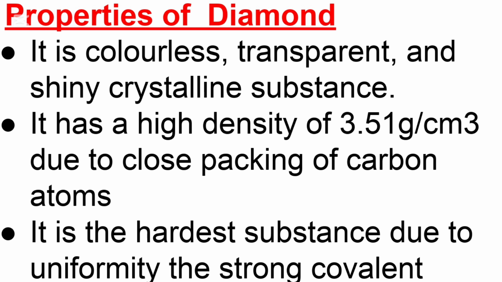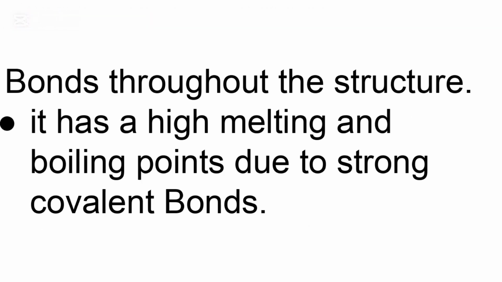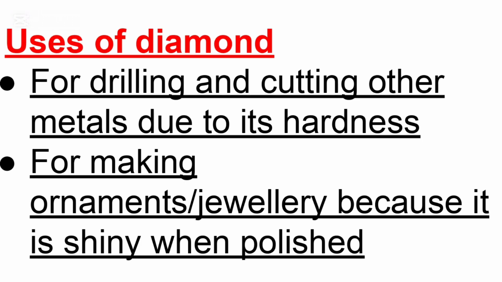It is the hardest substance due to uniformity of the strong covalent bonds throughout the structure. It has a high melting and boiling point due to strong covalent bonds. So the melting and boiling points of diamond are very high as a result of the strong covalent bonds within the structure.